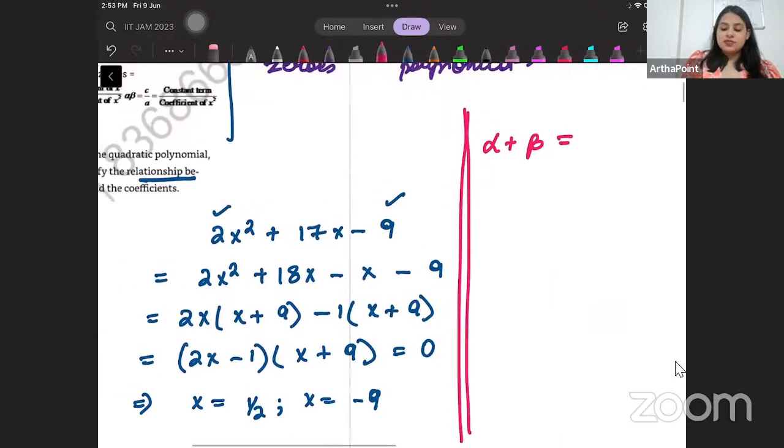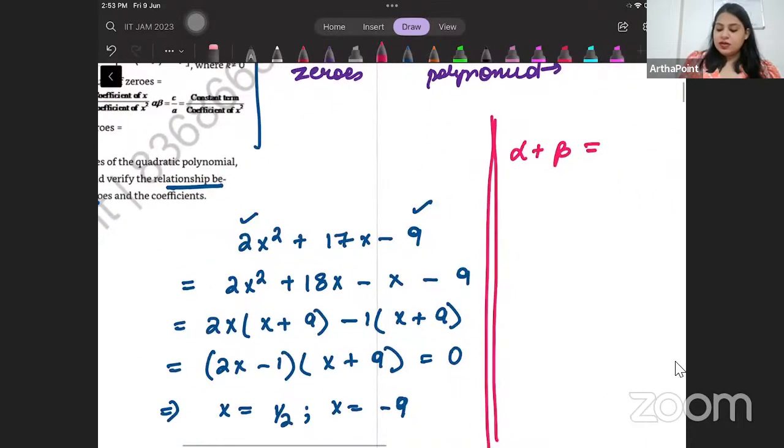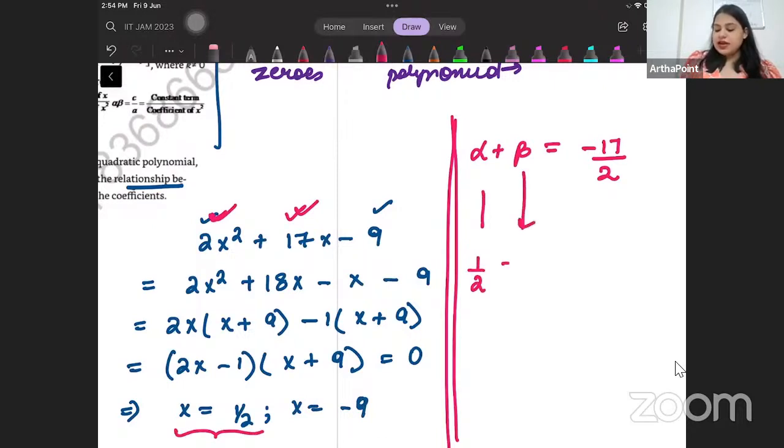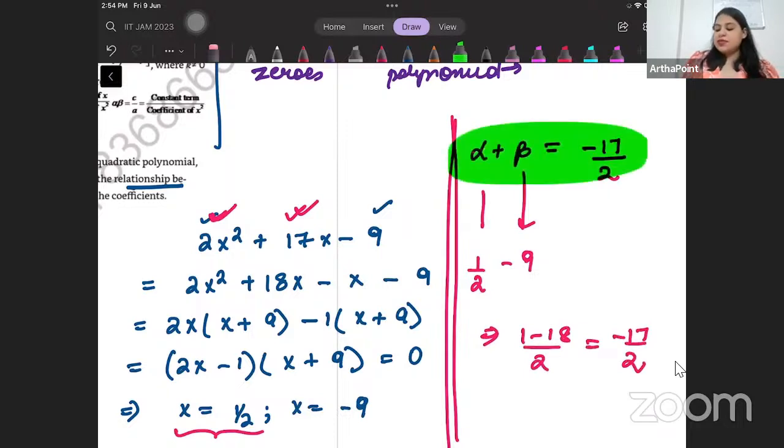So alpha plus beta will be minus b by a. What is alpha? Alpha क्या निकाला है? Half. What is beta? Beta क्या निकाला है? Minus 9. So this will be 1 minus 18 by 2, minus 17 by 2. So we have verified that alpha plus beta is coming same as minus b by a.